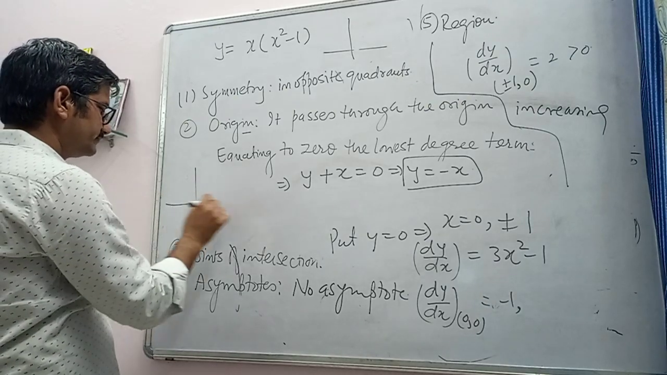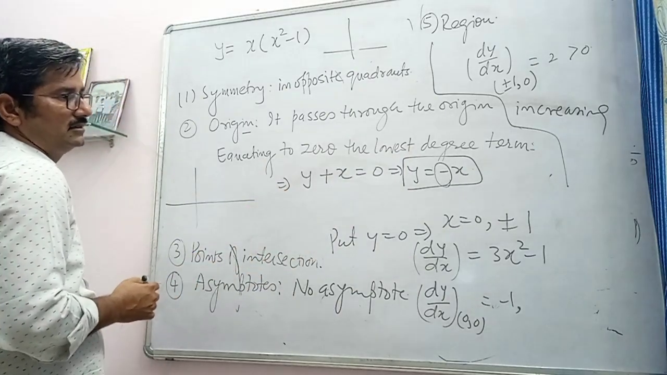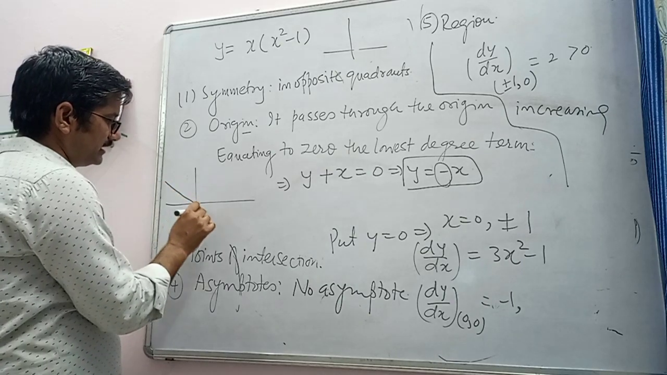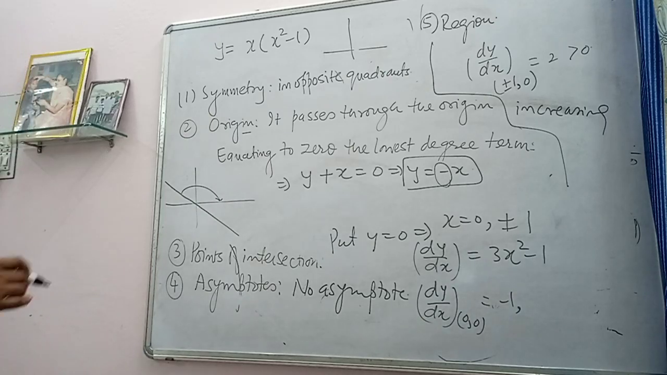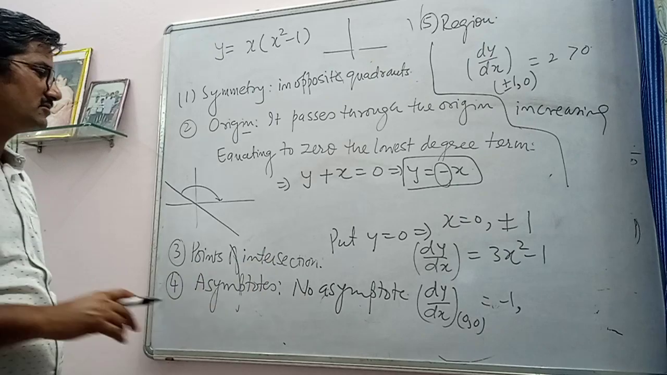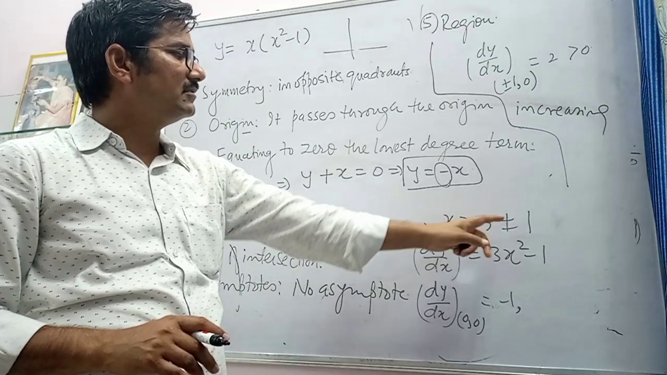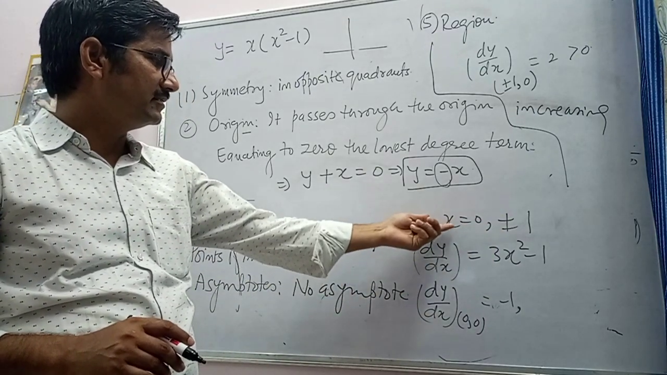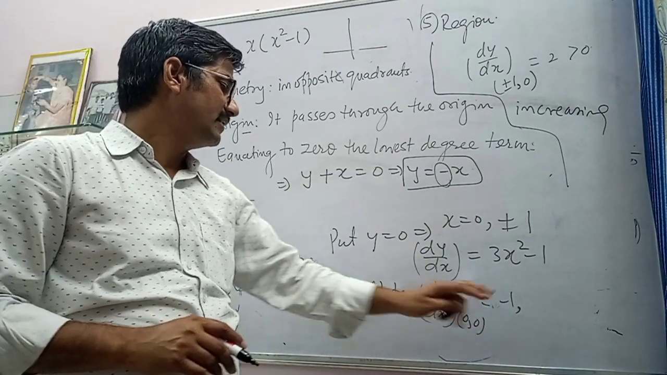It means the slope of the tangent is minus 1, means 135 degree. So the tangent makes an angle 135 degree with the positive direction of the x-axis. Okay. And then points of intersection. If we put y equal to 0, we get x is equal to 0 and plus minus 1. So find the dy by dx at these 3 points. dy by dx at 0, 0 is minus 1, means negative.